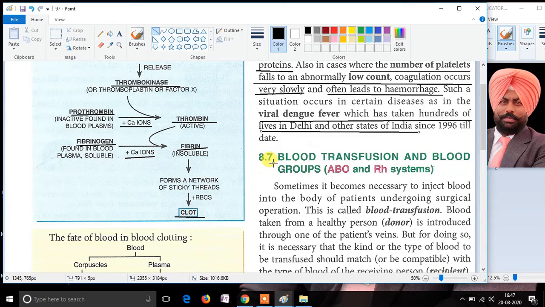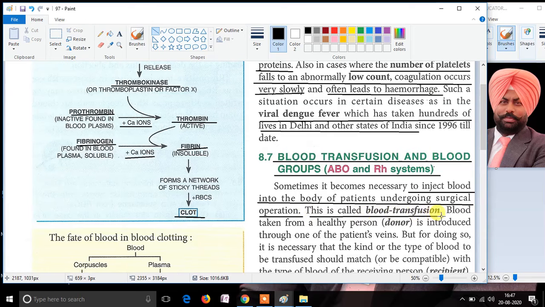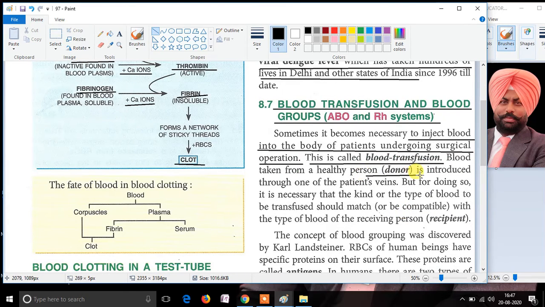Moving on further, let's see the different types of blood and which blood group can be given to which person, meaning blood transfusion. Blood transfusion is the process of injecting blood into the body of a patient undergoing surgical operations. The transfer of blood is called blood transfusion. The person who donates the blood is called the donor, and the person who receives the blood is called the recipient.